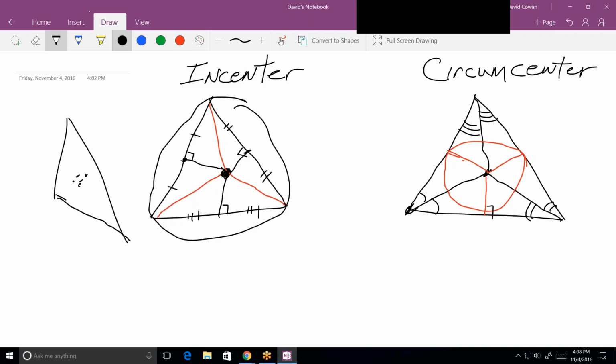There's the incenter and there's the circumcenter. They're in different places of the same triangle. And then there's two more. There's the orthocenter and the centroid. Although we'll hold off on that for a moment. Although I do want to mention one thing.